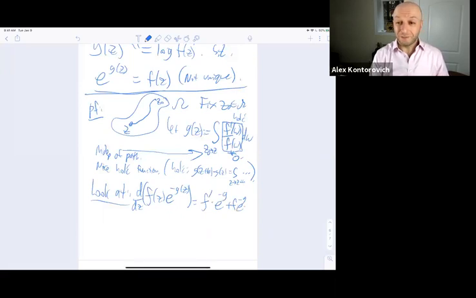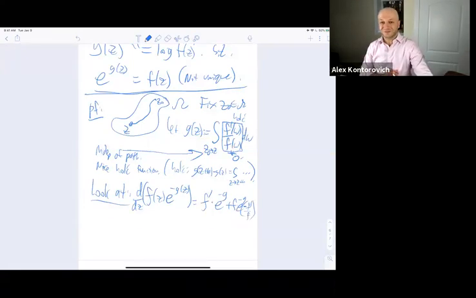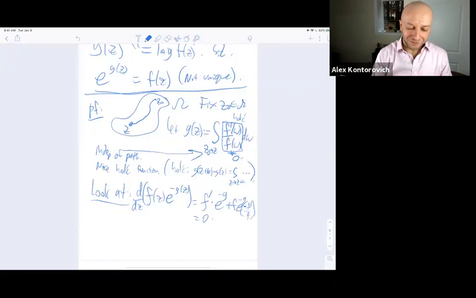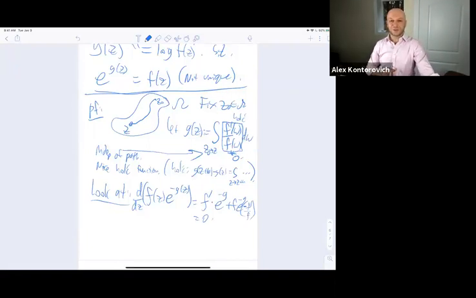And what is g prime? G is defined as an integral, so by the fundamental theorem, g prime is f prime over f. And there's a minus sign from the minus g. So the derivative is 0, and so the two functions agree.